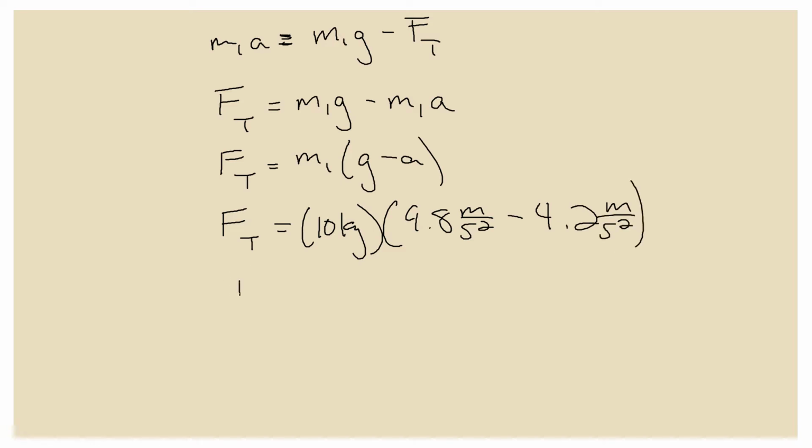And when you do that math, it works out pretty easy because the mass is 10 here. 9.8 minus 4.2 is 5.6. And so you just multiply that by 10, you get 56. Bingo, bango.